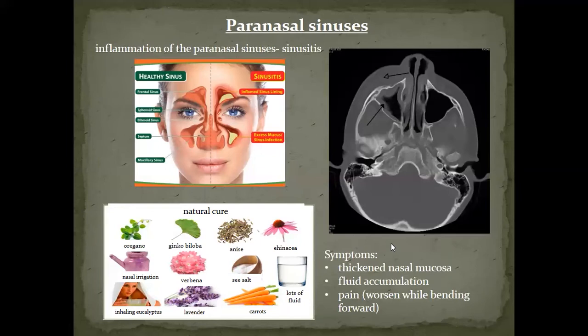But these paranasal sinuses can inflame quite easily, and most frequently we can experience the inflammation of the maxillary or the frontal sinus. Okay, in this case, the mucosa thickens, there will be a fluid accumulation, and we usually can experience pain as well, which will be worse as we bend forward.